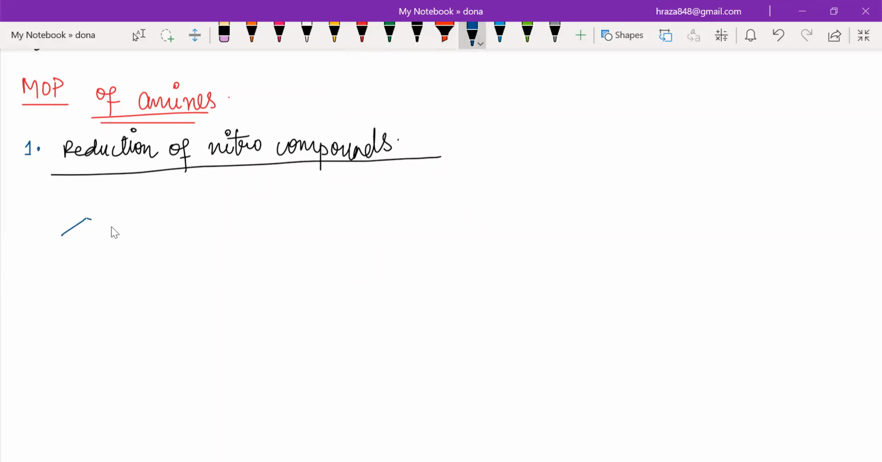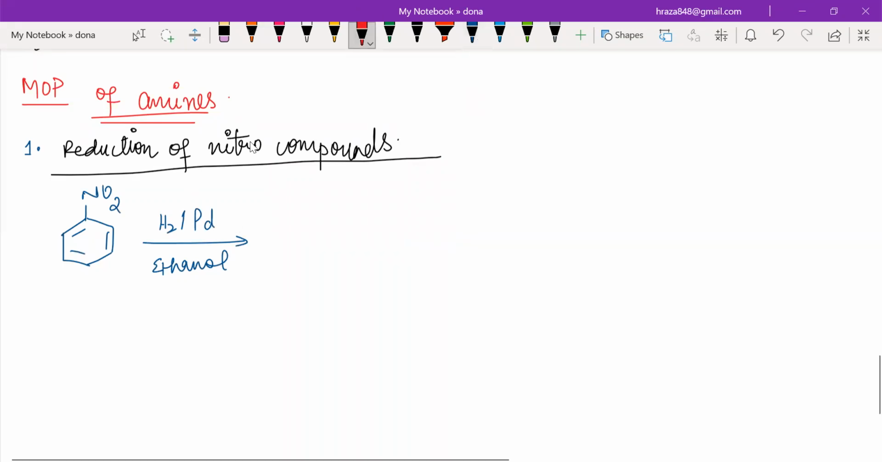So there are two methods to reduce a nitro compound. This is your nitrobenzene. If you use H2 in the presence of ethanol and catalyst Pd, palladium, then this will be reduced. What does reduction mean? Reduction means removal of oxygen or addition of hydrogen. So you just need to remove the oxygen and add hydrogen. This is how it gets done.